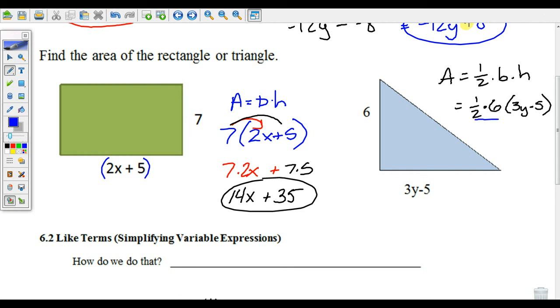And we're actually going to do this part first. Half of 6 is 3. And then go ahead and distribute through. 3 times 3y is 9y. Bring down that minus sign. And 3 times 5 is 15.